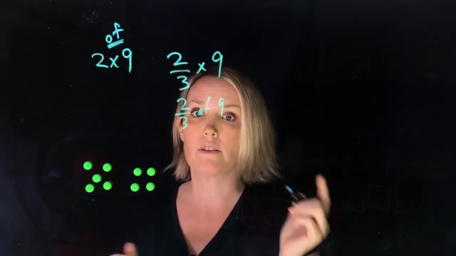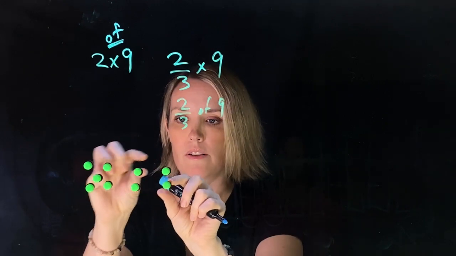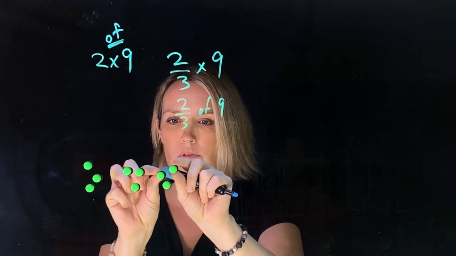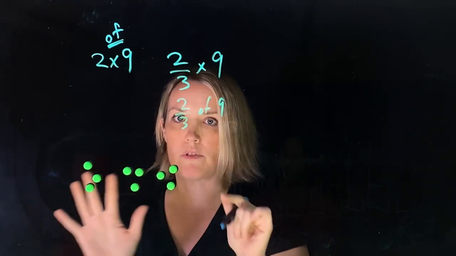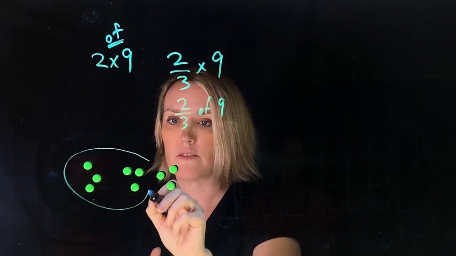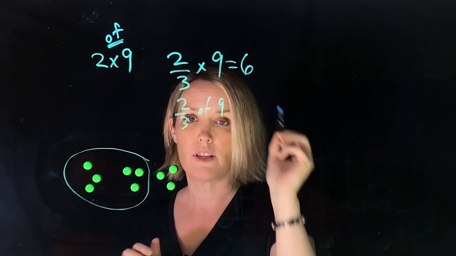So the way that Mark explained it was that we're going to split 9 into 3 equal groups. So let's go ahead and do that. So we have 1 group of 3, 2 groups of 3, 3 groups of 3. So we've got 3 equal groups. And then we take 2 of them. So for instance, we could take this. So then we know that 2/3 times 9 equals 6.